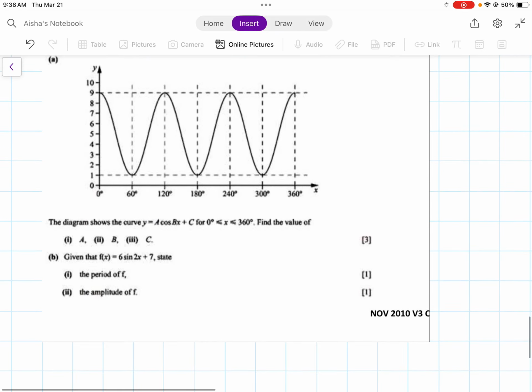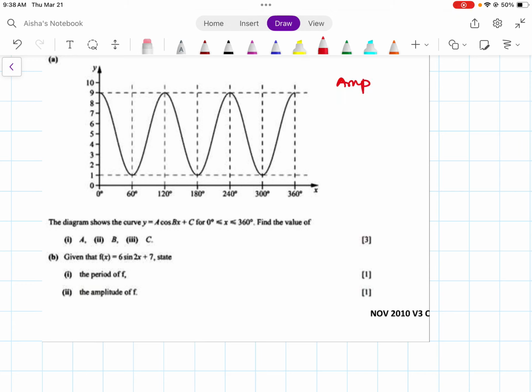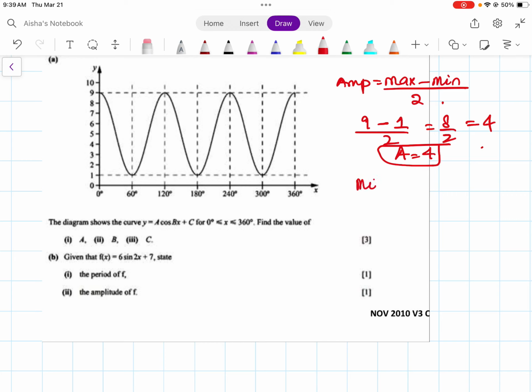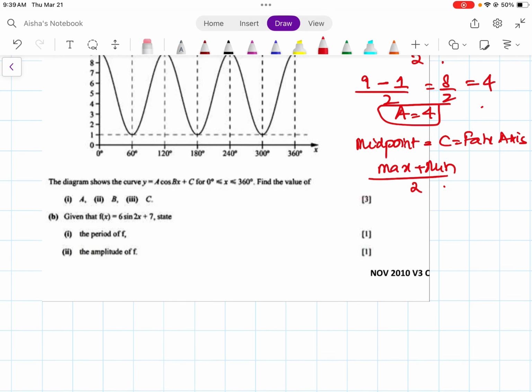What is A? A is the amplitude here. How do you find the amplitude? It's maximum minus minimum divided by 2. 9 minus 1 divided by 2, 8 divided by 2 is 4. So the value of A is 4. Midpoint is the value of C, which is the false axis here. So that's going to be maximum plus minimum divided by 2. I have not discussed this in the previous lecture, so I'm using the question to do it. 9 plus 1 divided by 2, 10 divided by 2 is 5, which is my value of C.